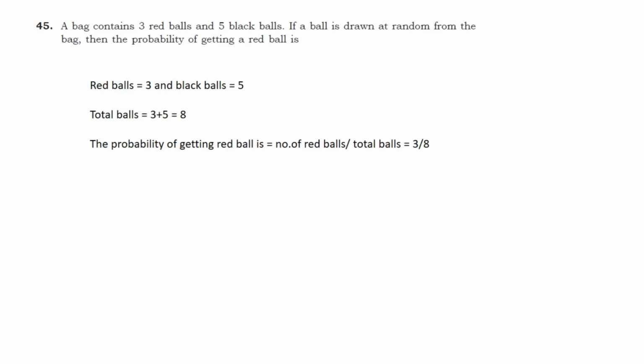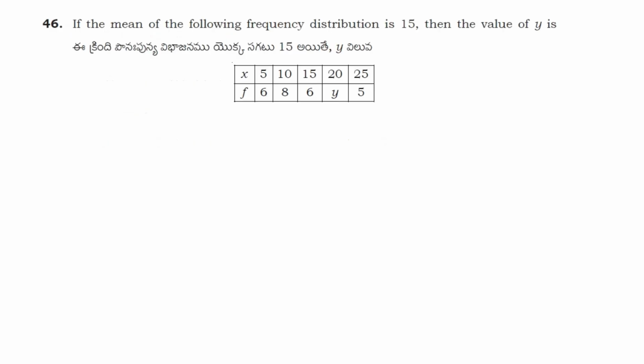Next question. A bag contains 3 red balls, 5 black balls. If a ball is drawn at random from the bag, then the probability of getting a red ball is. This one is also a very easy question. So total balls is 3 red balls and 5 black balls, so total 3 plus 5, 8. He is asking the probability of getting a red ball. So number of red balls by total balls equals 3 by 8.